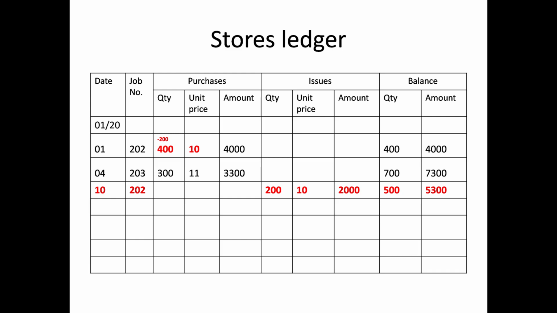Amount you had 7,300 and then you issued 2,000. Now the available balance is 7,300 minus 2,000. It's 5,300. Here you have to pay your special attention on the job number. Okay. Then take 5 minutes and do the other 4 transactions.